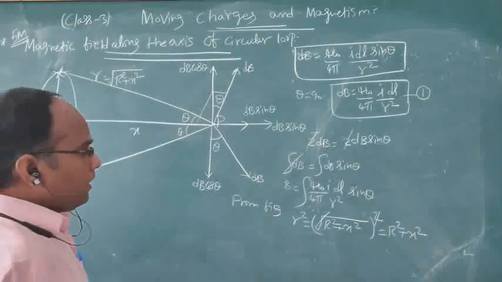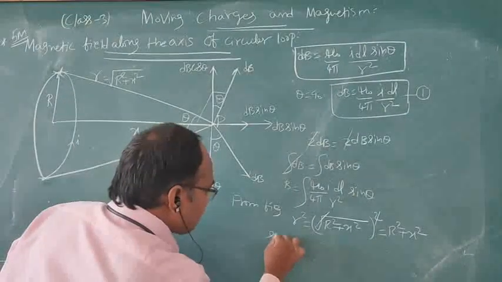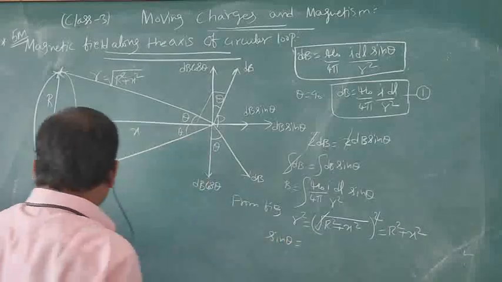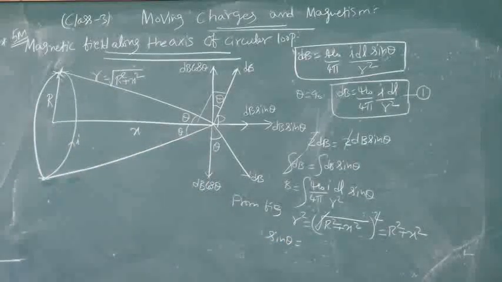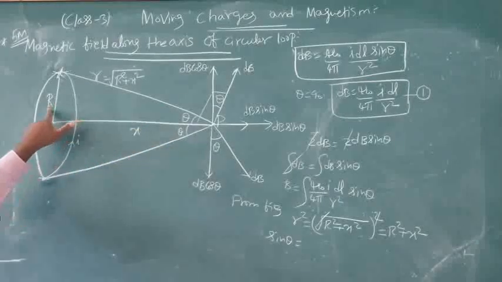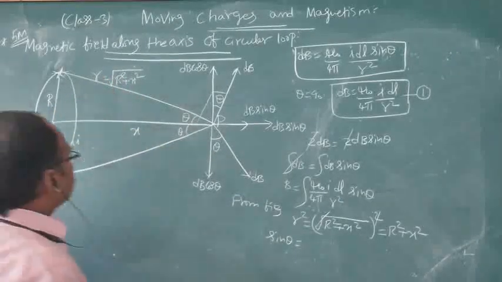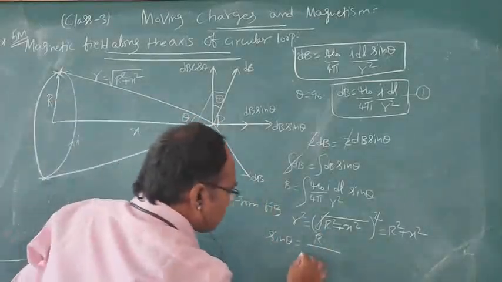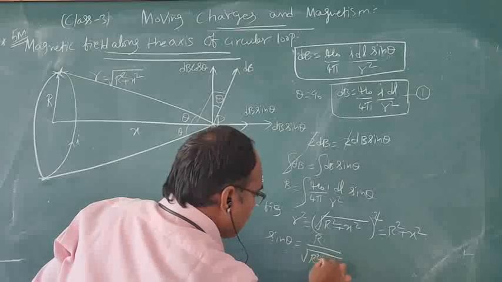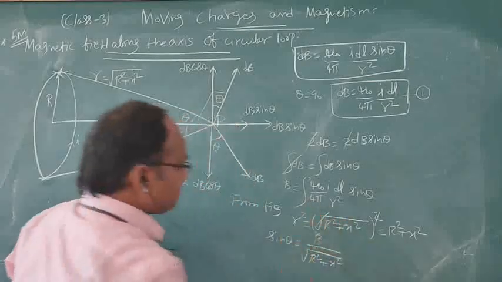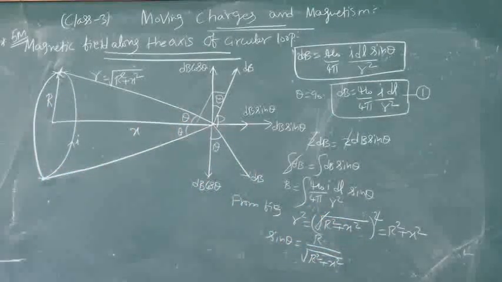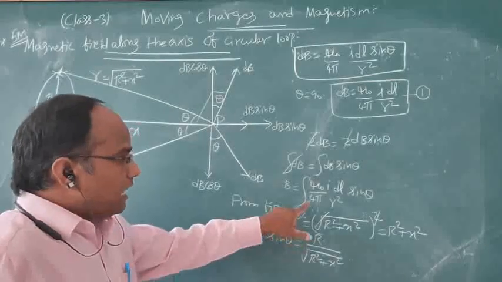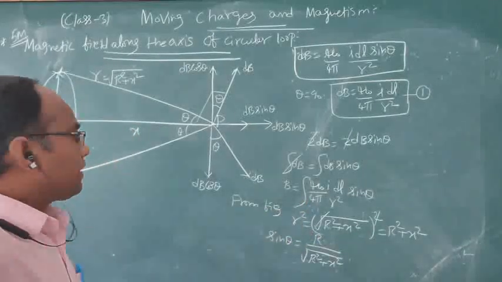Okay. Now here, what is sin theta from the figure? Sin theta is equal to opposite side by hypotenuse. So what is the value you should write? R divided by this value, which I should write as root of r square plus x square. Okay. Now these two equations I am substituting here. Therefore, what can we get?